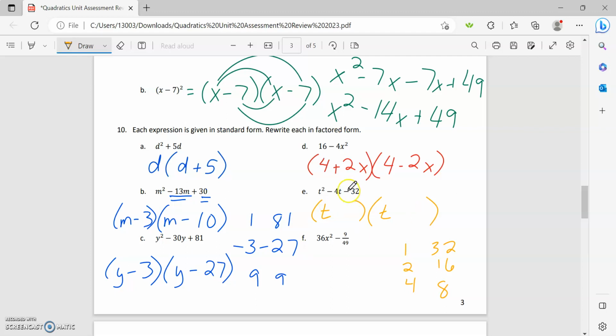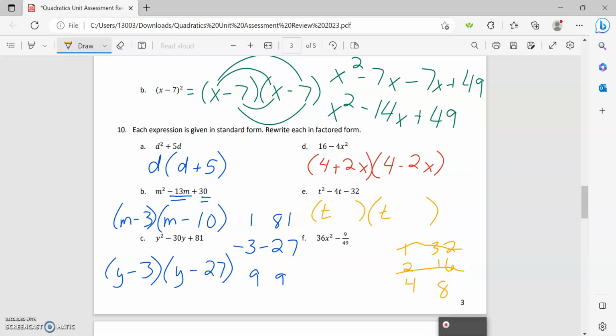So I need to get this to be a -32. So one of them is going to be negative. -1 and 32, that's never going to get me to -4. No, that's not working. 16 and 2. 16 minus 2 is 14. 2 minus 16 is -14. Doesn't work. Not going to happen.